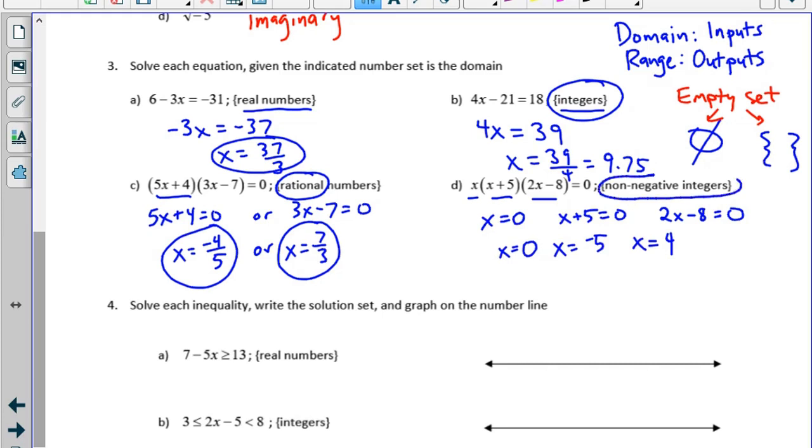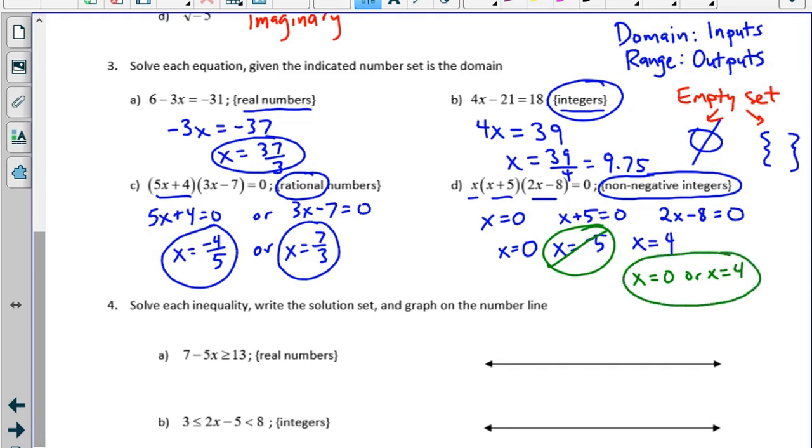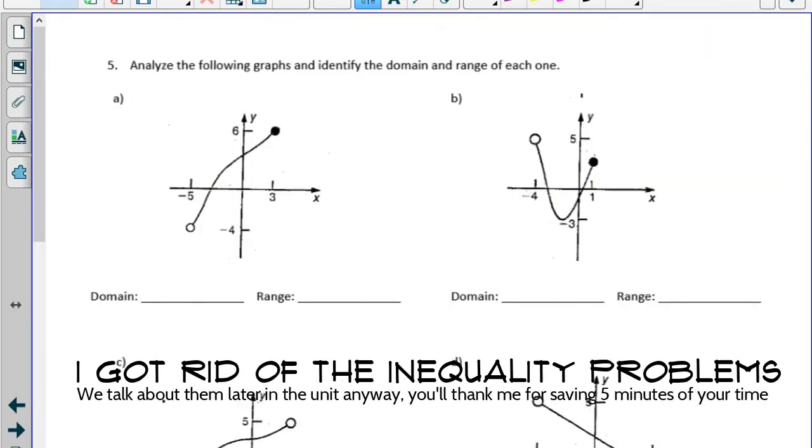Our set was the non-negative integers. Since the set is the non-negative integers, that means that -5 can't work. So I only end up with x equals 0 or x equals 4 as my final answers in that problem. So analyze the following graphs, domain and range.